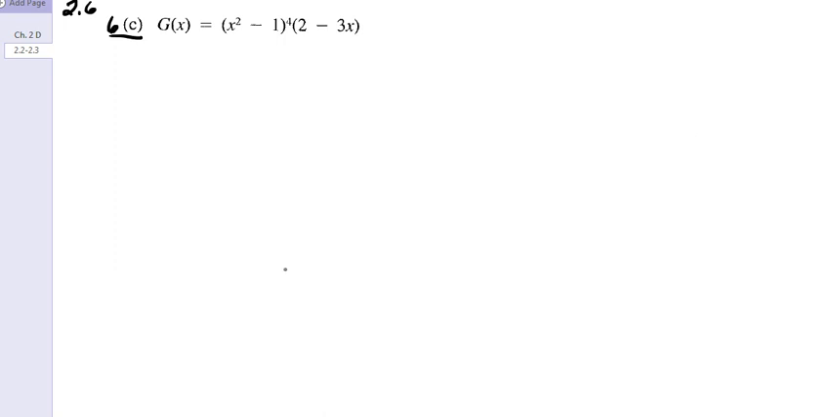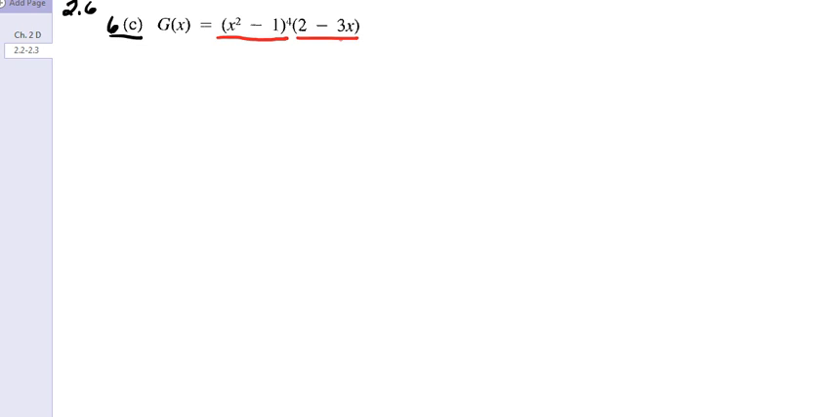Just check your 6C from your homework here. If you had trouble with it, let's just go over this. Okay, the first function is going to be this function here, (x squared minus 1) all to the fourth. The second function is going to be this one, 2 minus 3x.